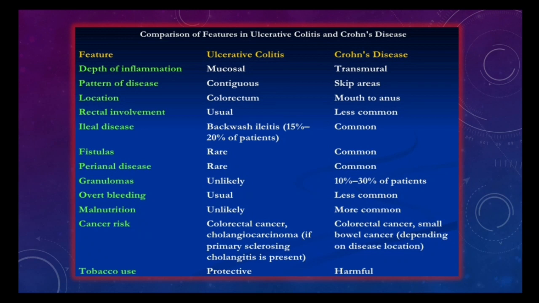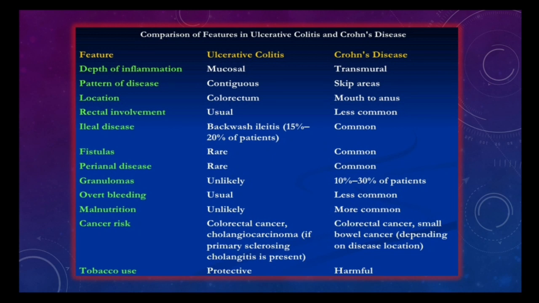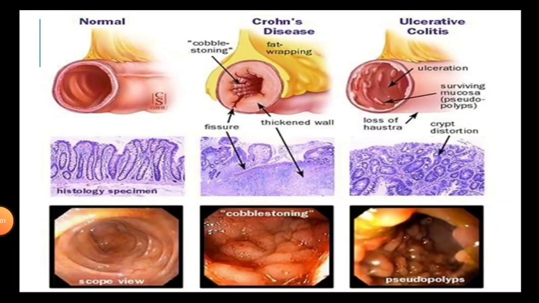And the cancer risk: we have colorectal cancer or cholangiocarcinoma if primary sclerosing cholangitis is present. That is in ulcerative colitis. But in Crohn's, we have colorectal cancer too, and small bowel cancer, depending on the disease location. In tobacco use, in ulcerative colitis, we have a protective pattern, but in Crohn's disease, we have a harmful pattern.